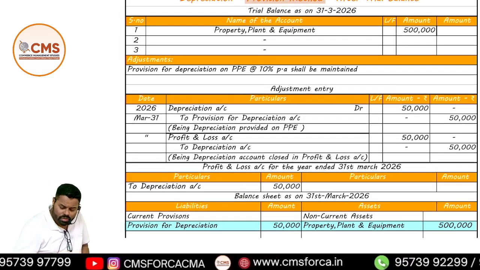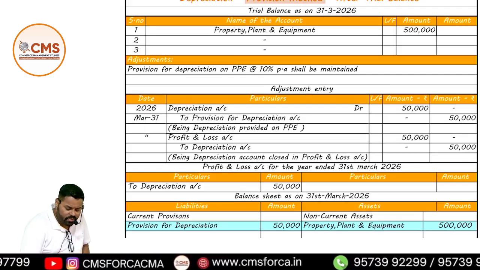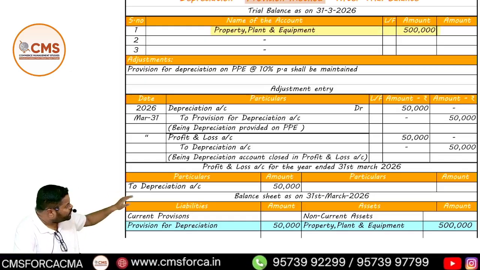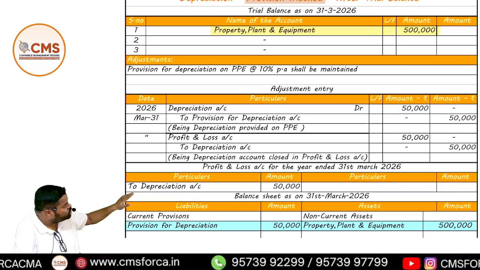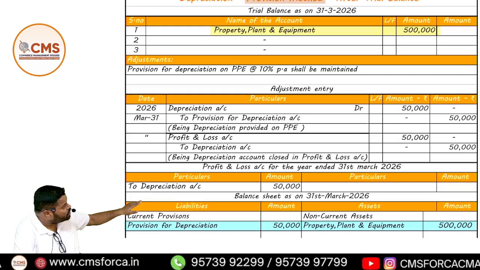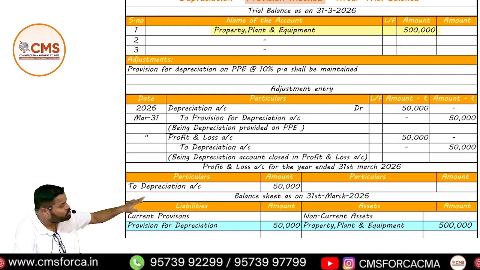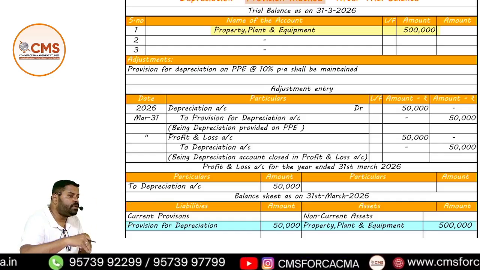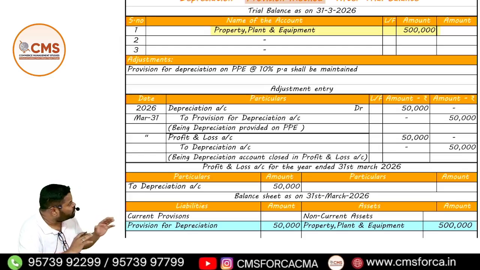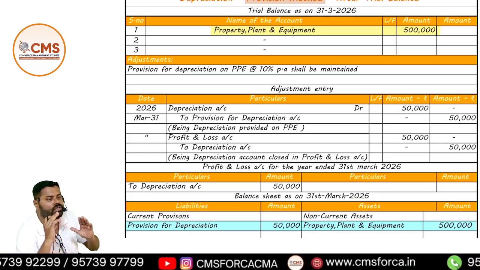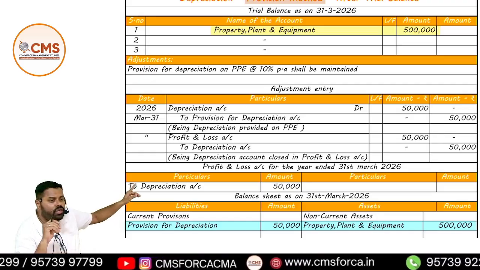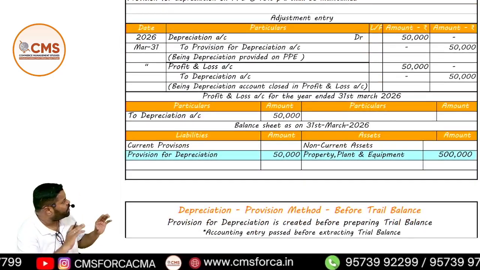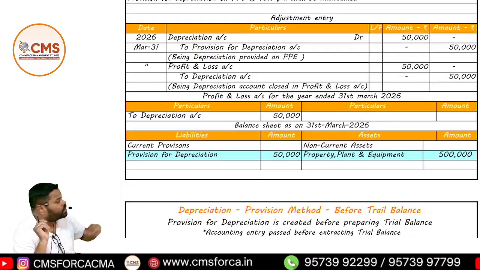Okay. So same example. What is the asset value that you are having here? Property, plant and equipment 5 lakhs. In adjustments they are saying that provision for depreciation on property, plant and equipment at the rate of 10% per annum shall be maintained. In the previous one they asked you to charge the depreciation and reduce it, but here they are saying to accumulate the depreciation in an account called provision for depreciation. So what are the accounting entries? Focus on the entries. Once you get the entries difference, you'll get the concept.